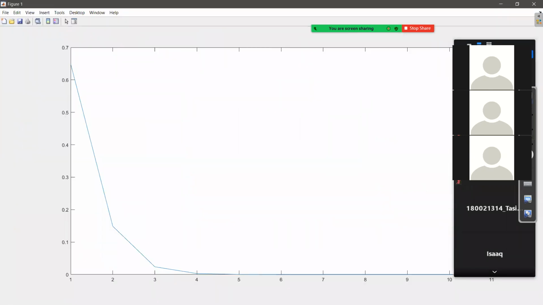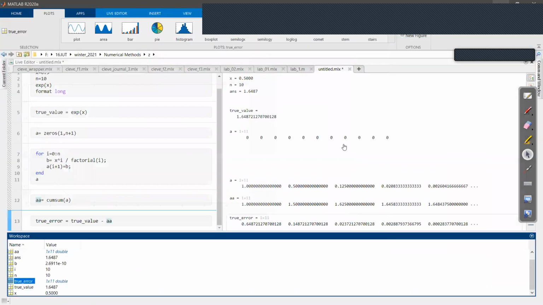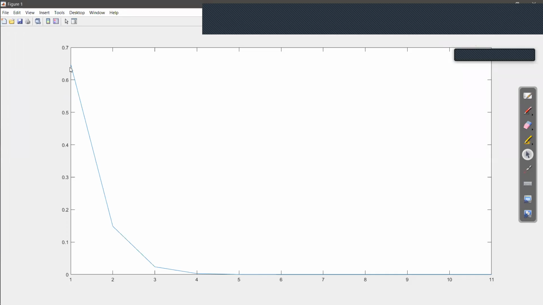Can you see this screen? Yes, sir. So what is happening here? First, the error was 0.7, almost 7. Then it was 0.15. Then it is 0.023, right? The error is decreasing as we increase n, as we increase the number of iterations. At each iteration, the error is decreasing. So this is your figure.